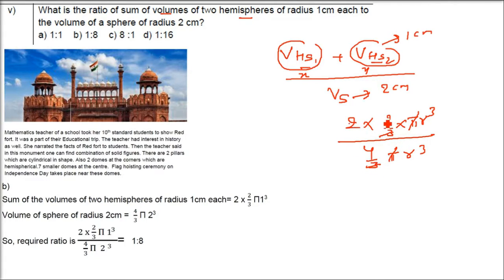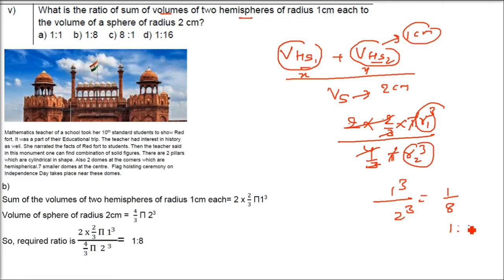Pi gets cancelled, 3 gets cancelled, 2 2 2 2. So this is 2 2 and 4 will also get cancelled. So you have r1 cube by r2 cube. That is the radius of the hemisphere and the radius of the sphere. The first radius is 1, so just cube it. The second one is 2, so just cube it. 1 cube by 2 cube. So it's 1 by 8. So 1:8 is the answer here.